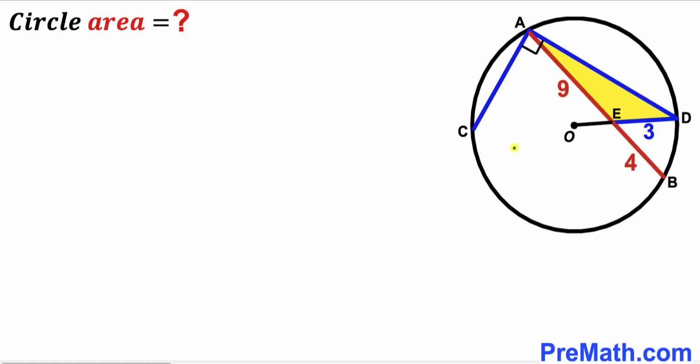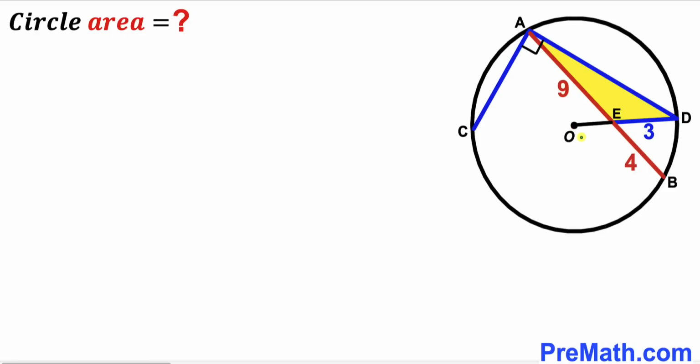Welcome to PreMath. In this video, we have this circle with center O, along with these chords AC, AD, and AB, as you can see in the given diagram, such that angle CAD is 90 degrees. And moreover, OD is the radius of this circle.